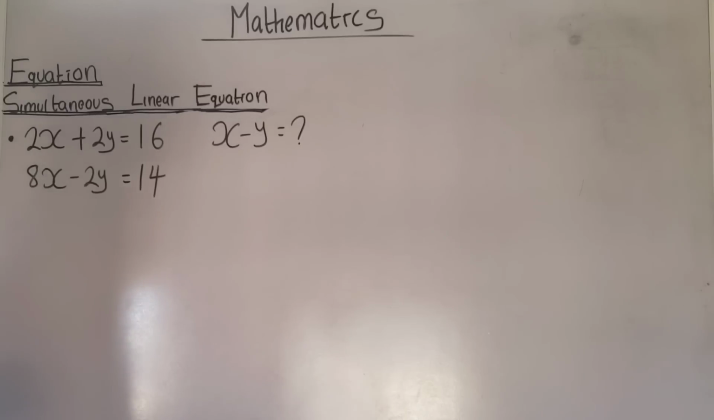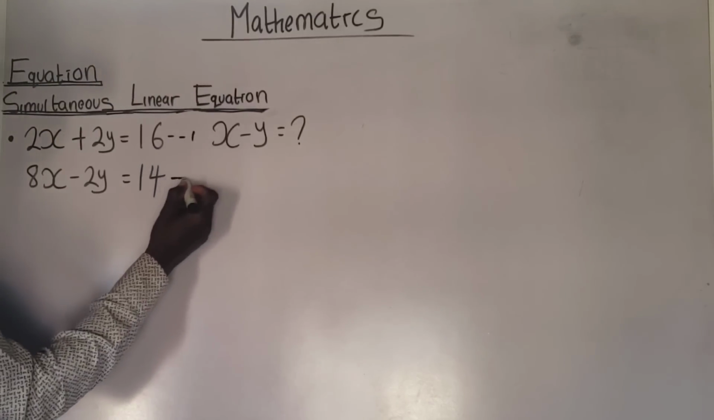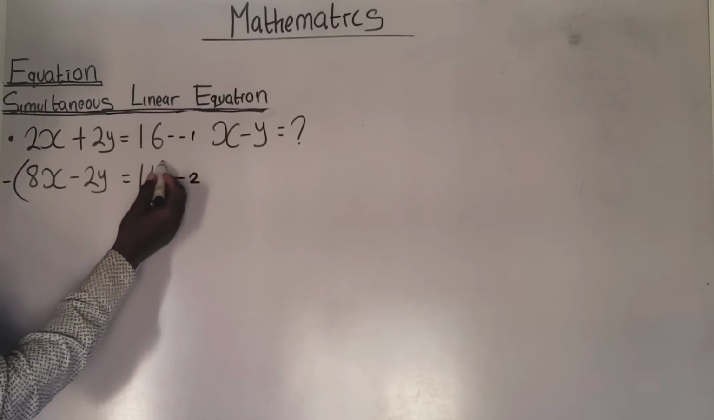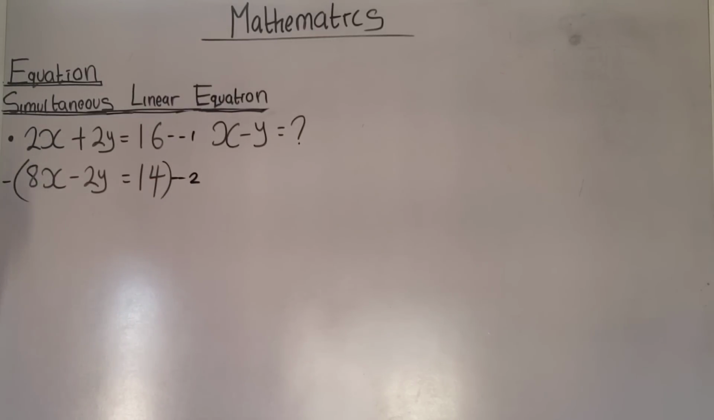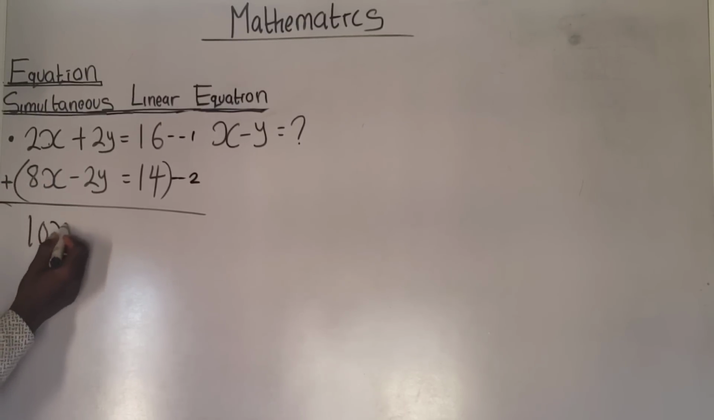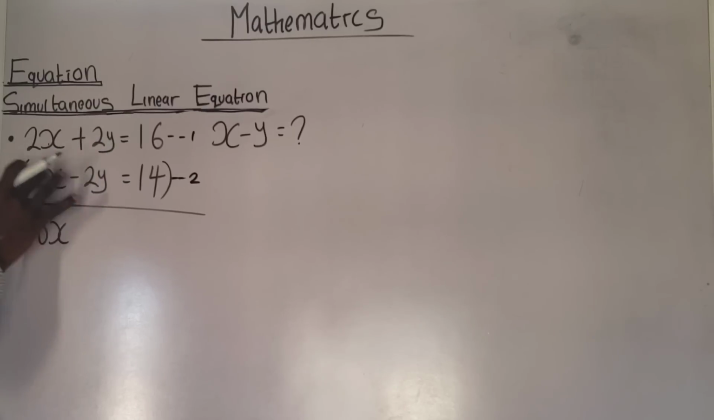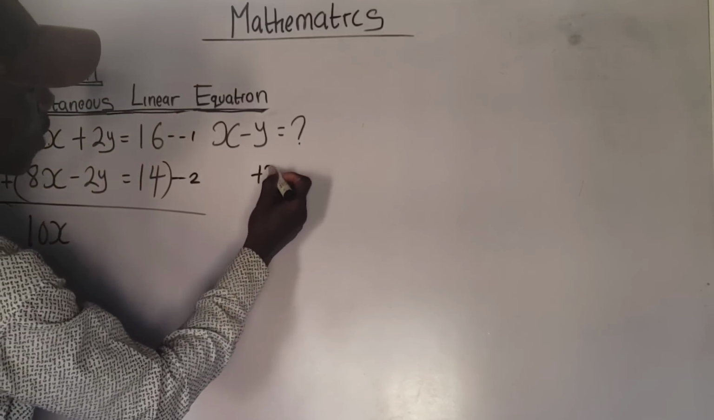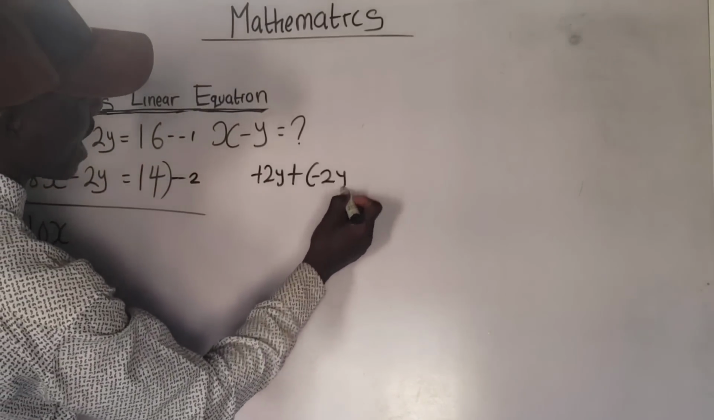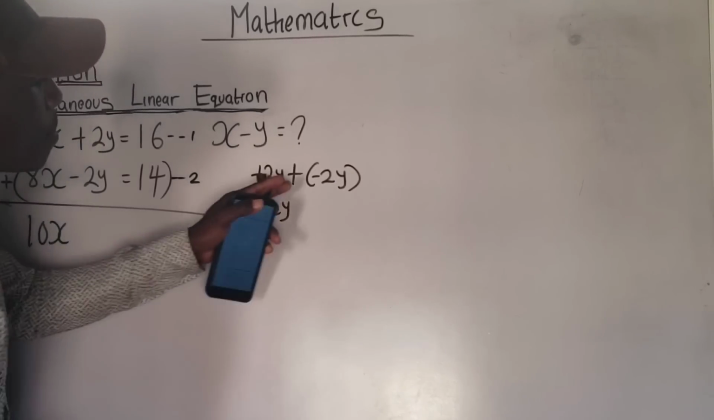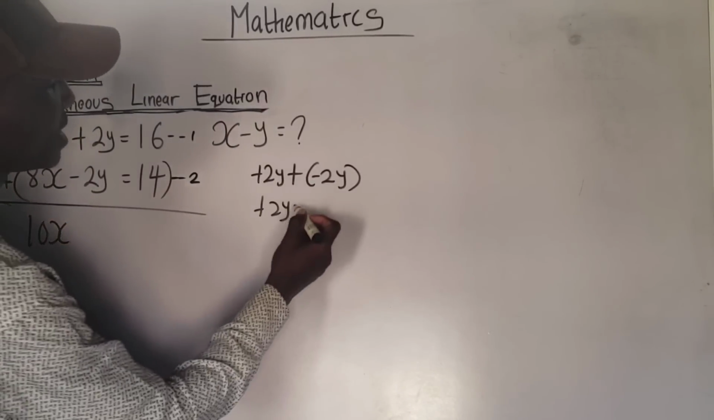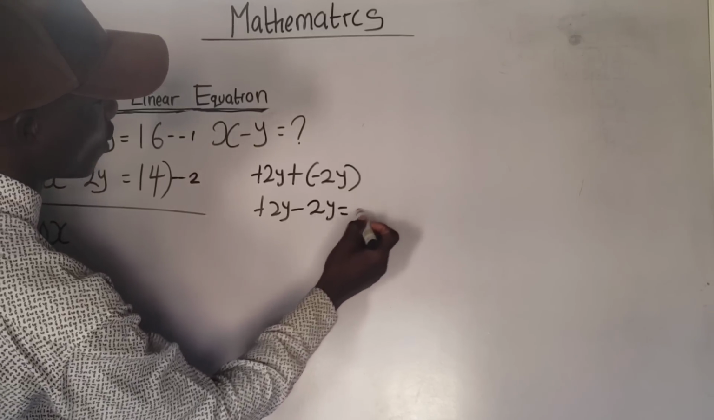So now we are going to add both equations to eliminate the value of y. Let's call this equation 1 and let's call this equation 2. Now adding equation 1 and equation 2, I'm going to have 2x plus 8x. 2x plus 8x is 10x. And plus 2y plus negative 2y. Plus multiplied by minus gives negative, so I'm going to have negative 2y. That's 0.